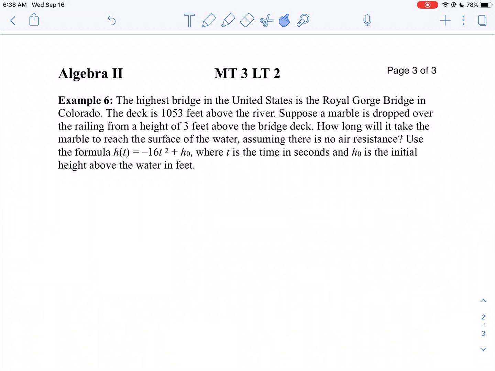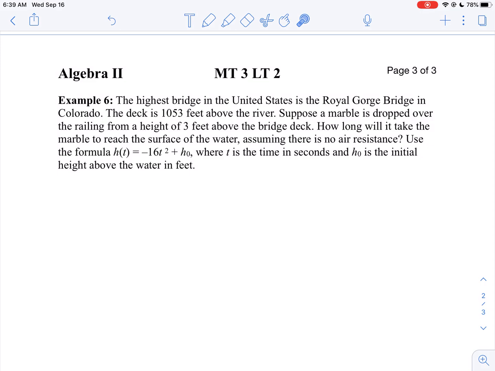In the last part of our seminar, we're going to be looking at an application problem. It says this. Looks kind of long, doesn't it? It says the highest bridge in the United States is the Royal Gorge Bridge in Colorado. The deck is 1,053 feet above the river.